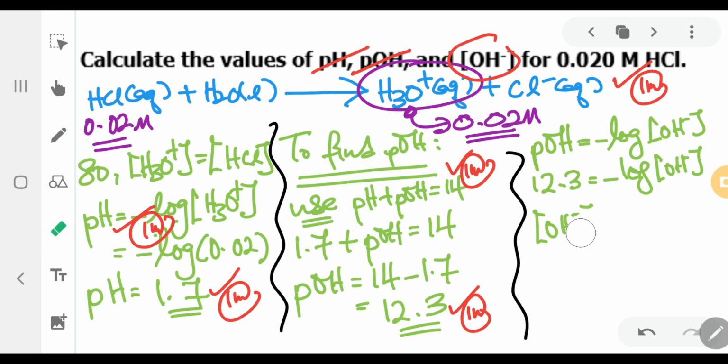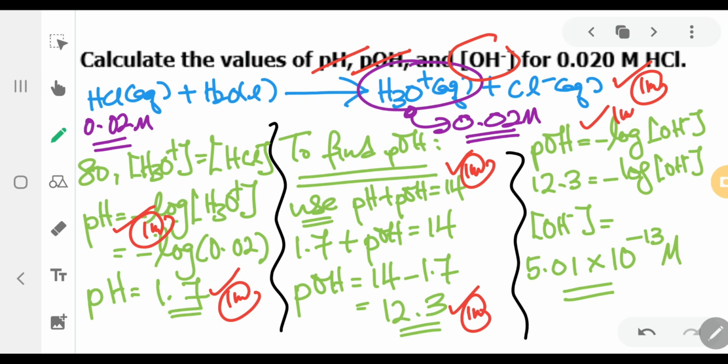So I'm going to just write it down here. The concentration of OH-, you're going to get somewhere around 5.01 times 10 to the power of negative 13 molar. Okay, you get 1 mark for this formula, and then 1 mark for your concentration.